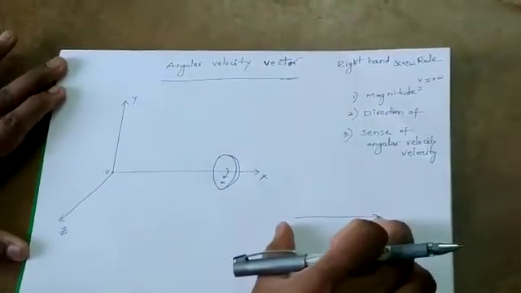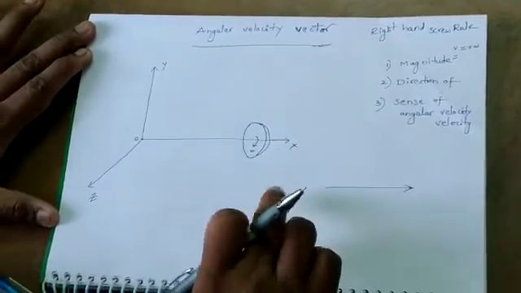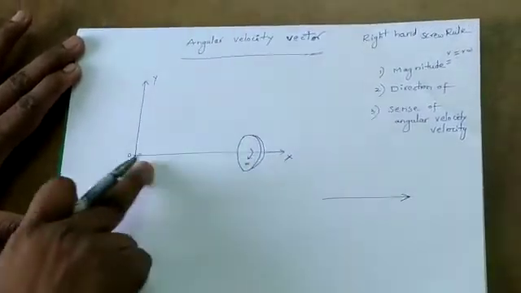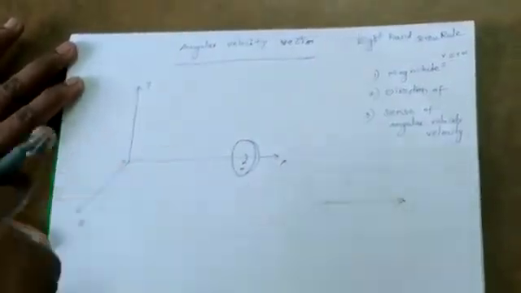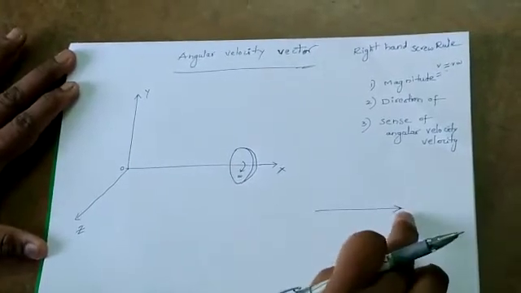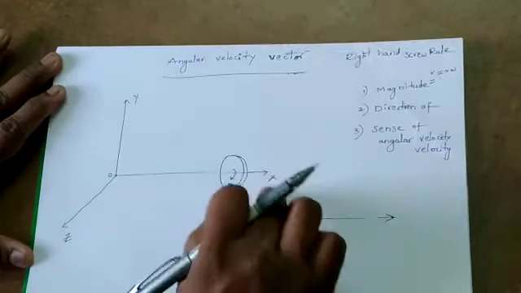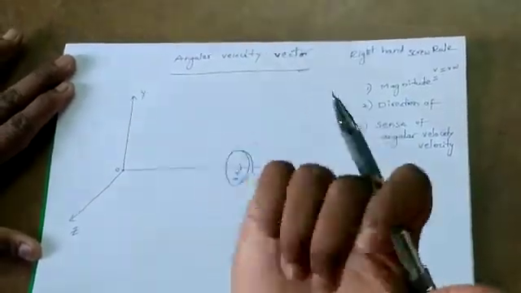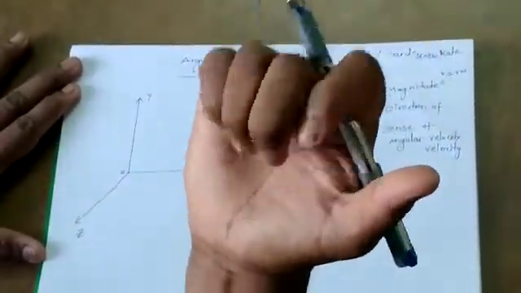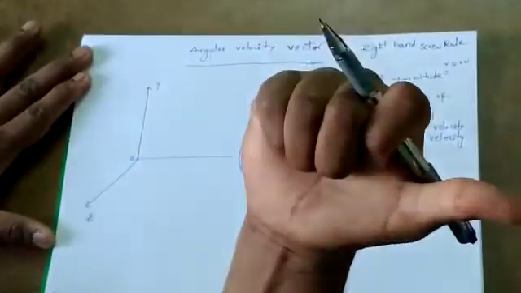So this is the magnitude, which is V equal to R omega, and the direction is the direction of the axis of rotation, and the sense indicates whether the arrow mark should be kept to this side or this side. Since the rotor is rotating in the clockwise direction, for me the clockwise rotation will be like this, and this is the sense.